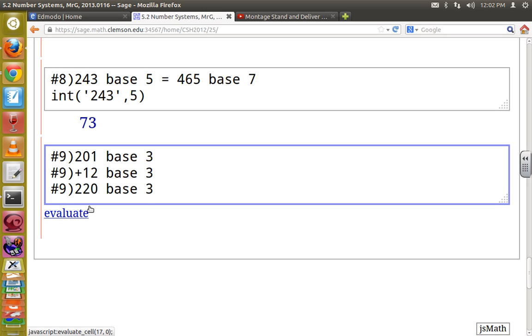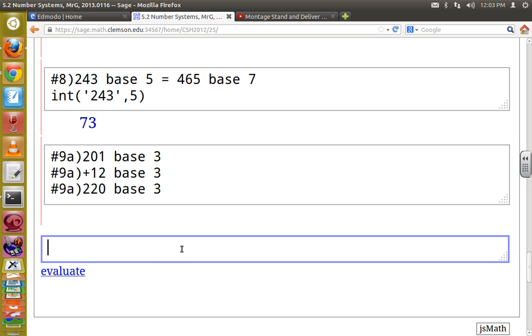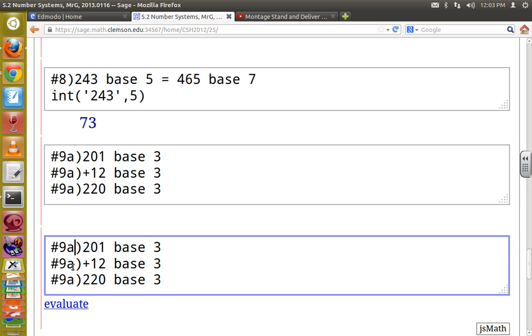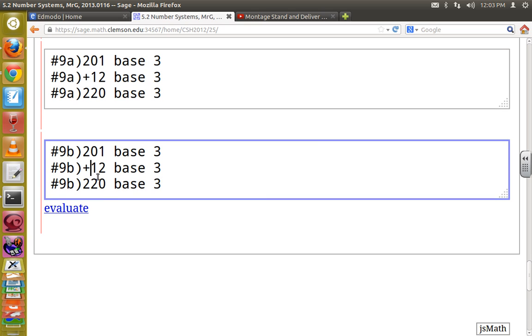All right, then it says subtract. See what you get when you subtract these two numbers. All right, so I'm going to call that 9A. And now let's do 9B. Okay, I'm going to make it 9B now. So can you subtract in any base? Can you add in any base? Yes, you can. All right, so now I'm subtracting.